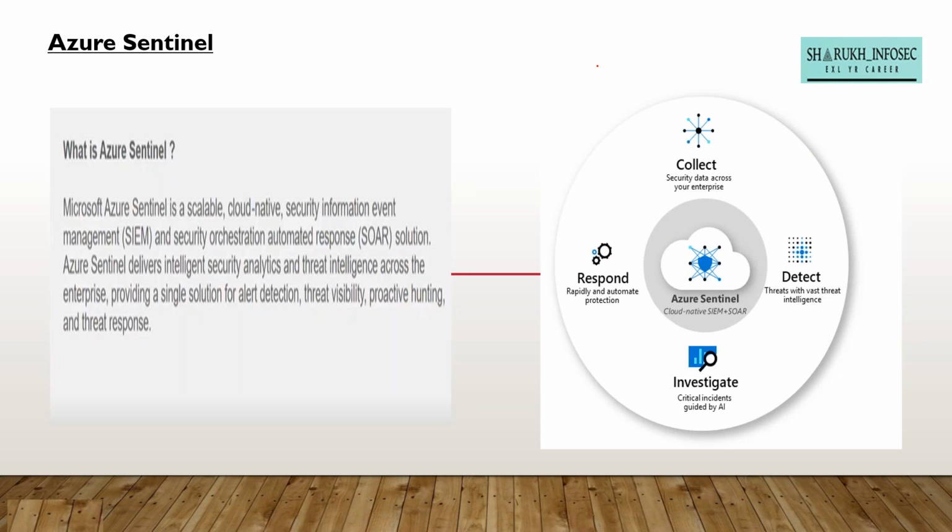Now, what is Sentinel? Sentinel is a cloud native security information and event management (SIEM) solution. It also provides SOAR capability, security orchestration automated response. Azure Sentinel is very intelligent. It uses threat analytics and threat intelligence, and it can do threat hunting with queries. Artificial intelligence and machine learning are everything there in Azure Sentinel.